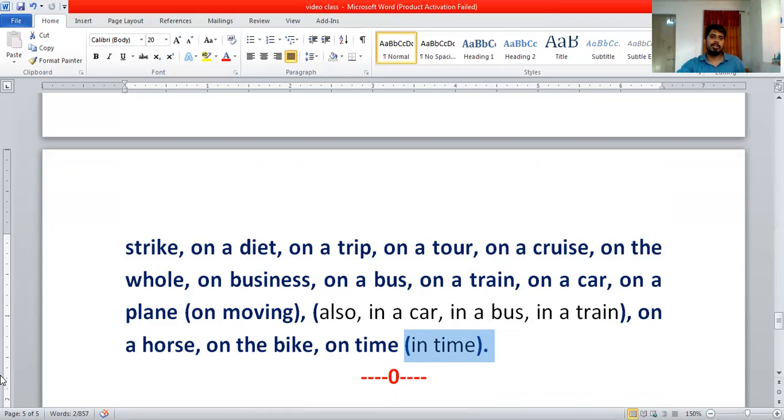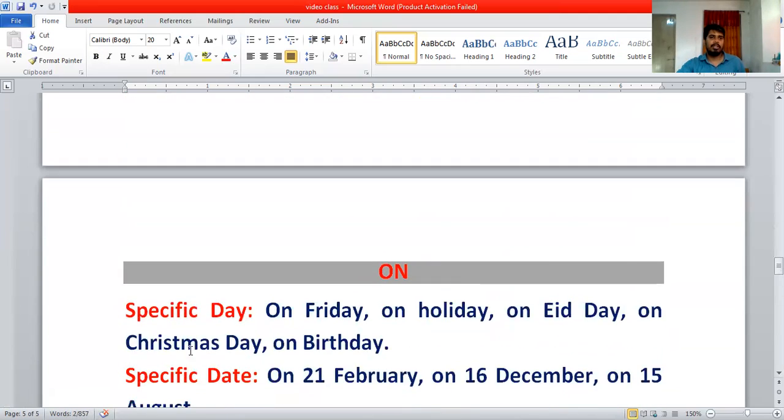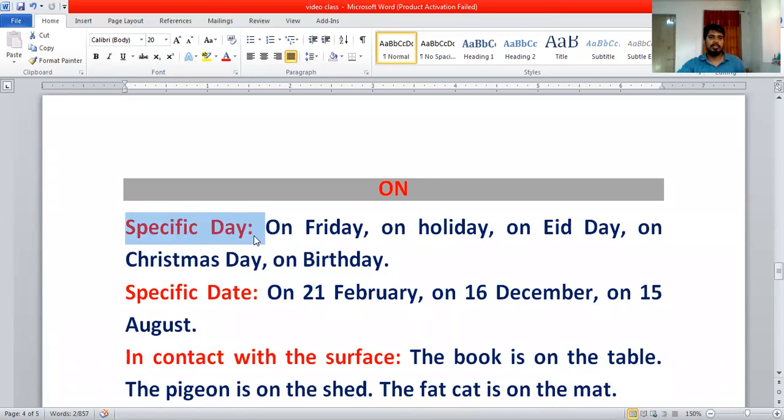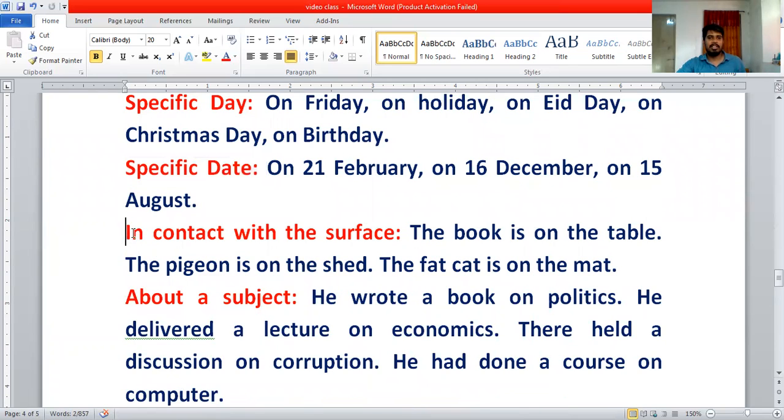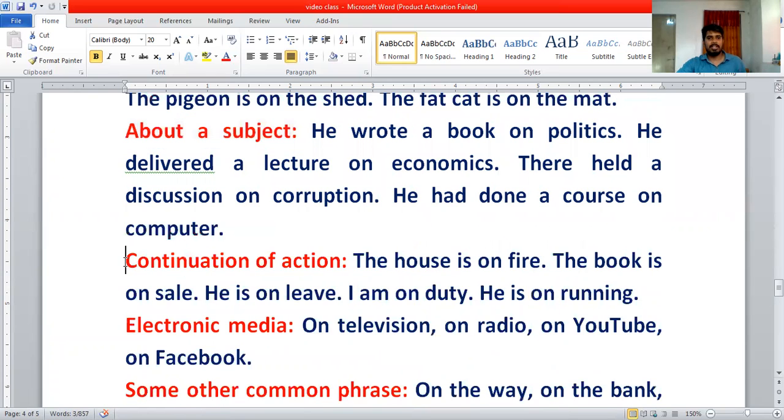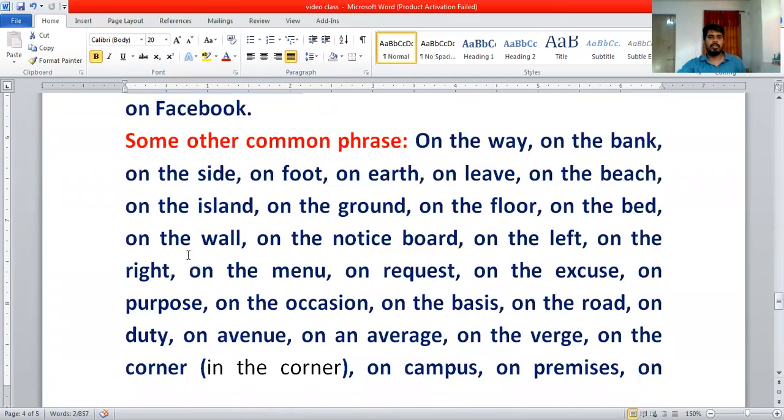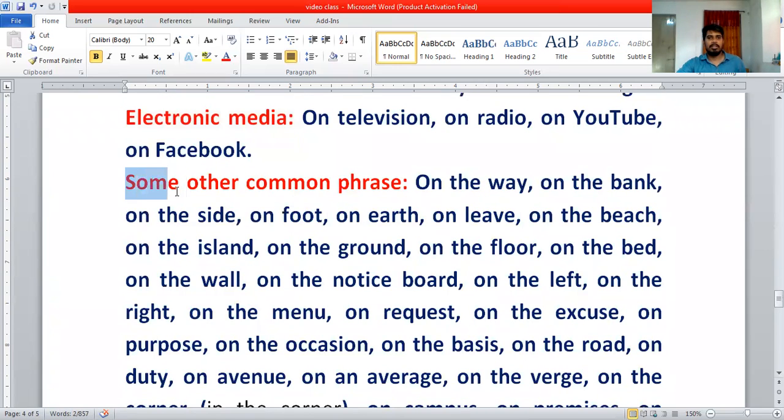So these are the uses of preposition on. Preposition on is used to suggest a specific day, a specific date, something that exists in contact with a surface, to speak over or about a subject, to suggest the continuation of action, I mean continuous work, to suggest electronic media, and also some other common phrases. These common phrases are very important for you. I am reading again just one time.